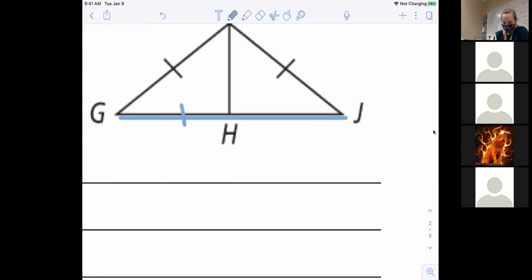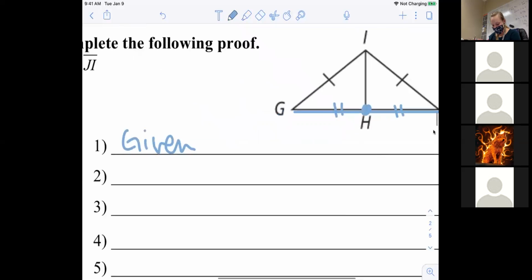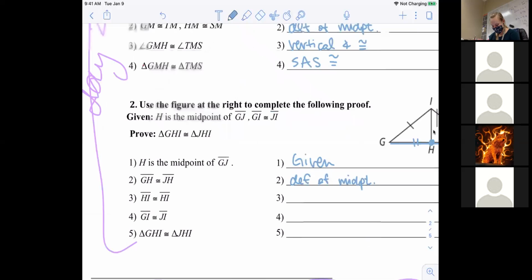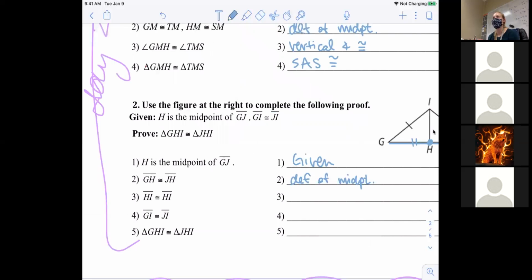Okay, those guys are congruent. Why am I allowed to say that again? Good, Abby. Definition of a midpoint. We know H is the midpoint. So that means that these segments are congruent. Def of midpoint. Awesome. Then it says HI is congruent to HI.